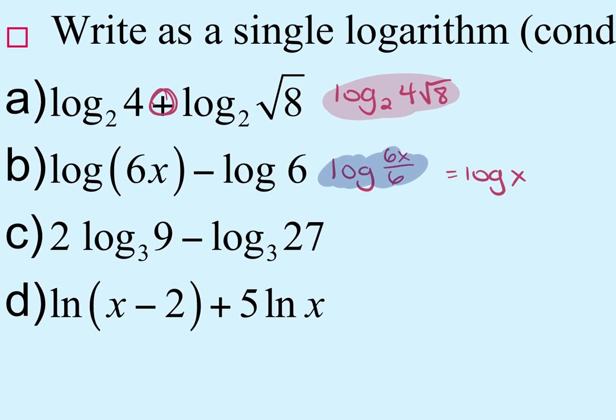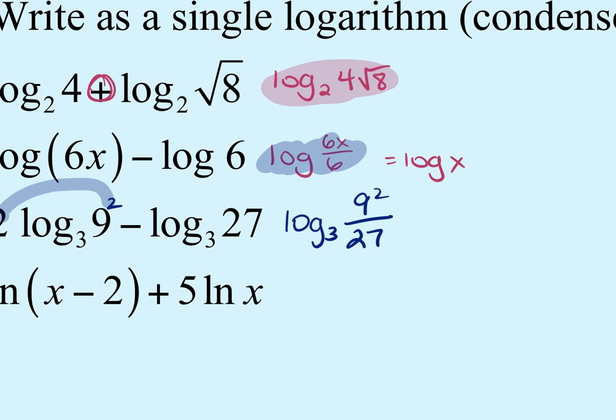C has the 2 on the front, so this has to become the exponent on the 9. And then it has subtraction, which means division. So this is log base 3 of 9 squared over 27. And again, we're going to leave it like that for now. Eventually that would simplify.